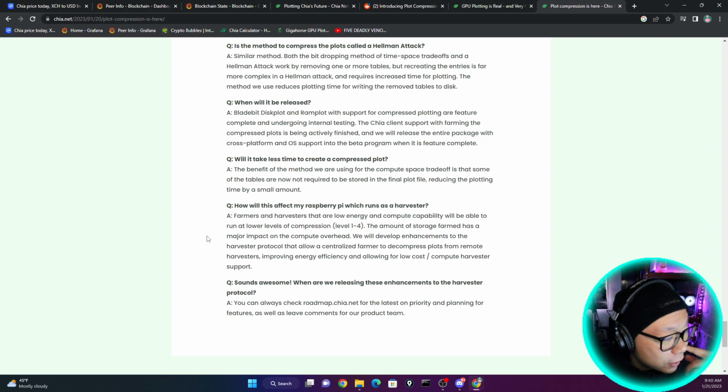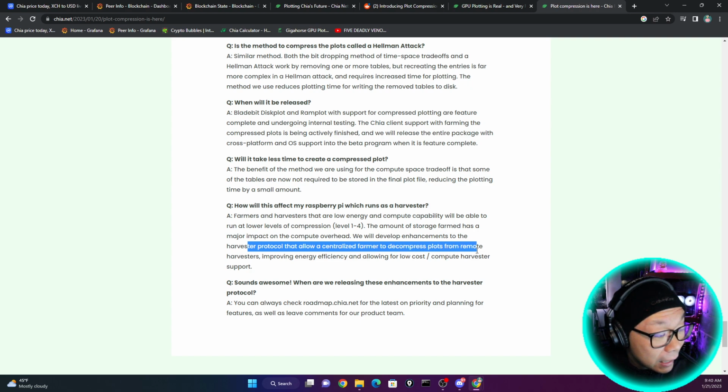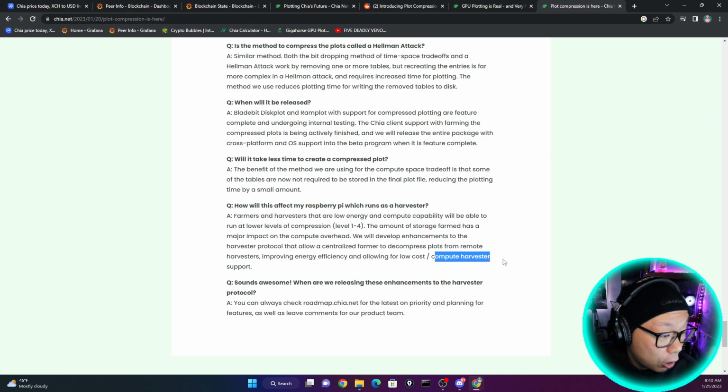Farmers and harvesters that are low energy and compute capabilities will be able to run at a low compression level, 1 or 4. The amount of storage farmed has a major impact on the compute overhead. We will develop enhancements to the harvester protocol that allow a centralized farmer to decompress plots from a remote harvester, improving energy efficiency and allowing for low-cost compute harvester support. Did they even answer that question there?